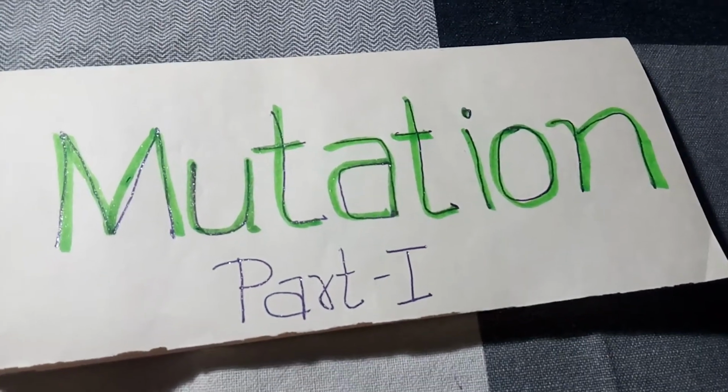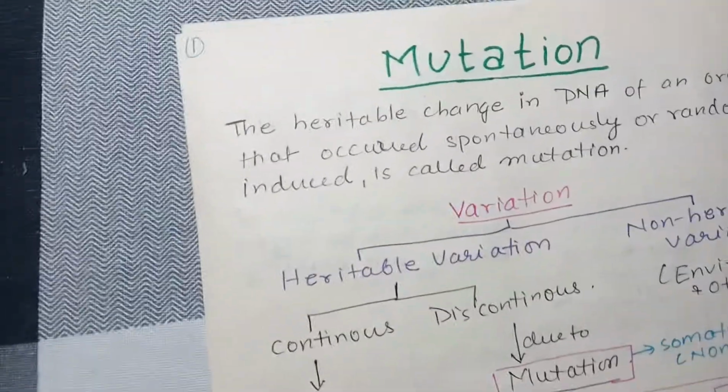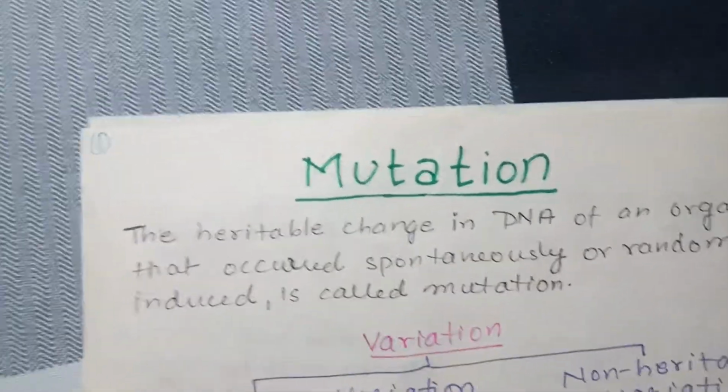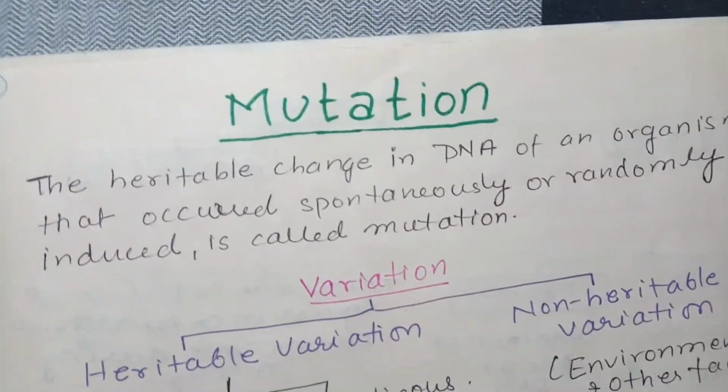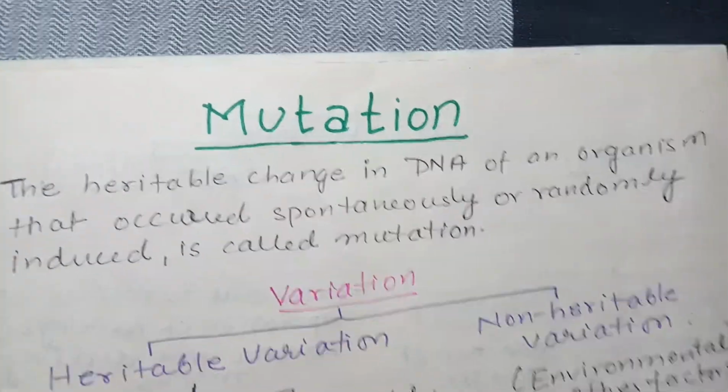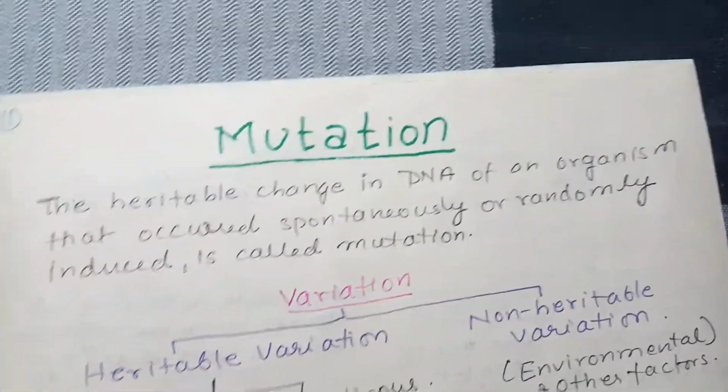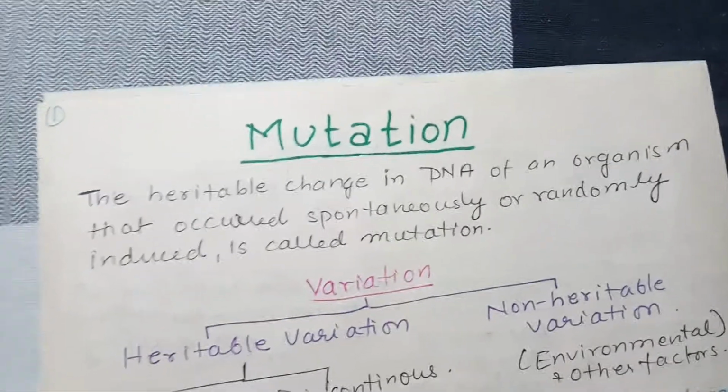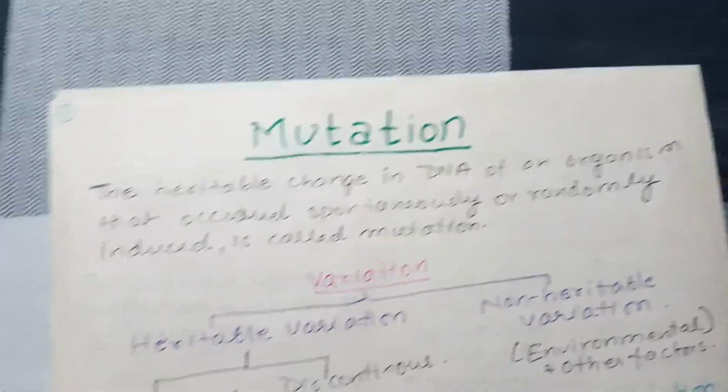Dear student, today we will be discussing mutation. Now, what is mutation? Mutation is a heritable change in the DNA of an organism that occurs spontaneously or is randomly induced. This change is called mutation.